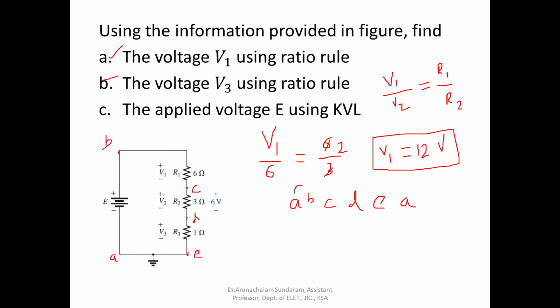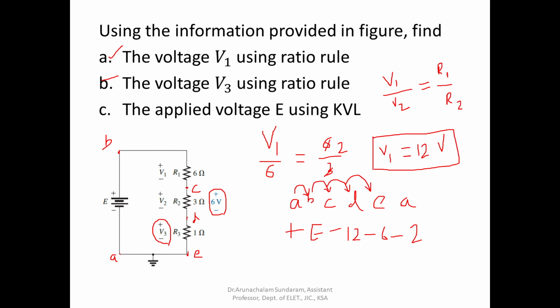So go from A to B. If you go from A to B, it is a voltage rise. I don't know it, so plus E. This is the value I have to find. Now go from B to C. If you go from B to C, it is a voltage drop. So minus, what is V1? V1 is 12. Go from C to D. What is the voltage? You have to take care of the voltage. Voltage is plus to minus, so it is minus 6. Go from D to E. We have already calculated V3. V3 was 2 volts. So minus 2.